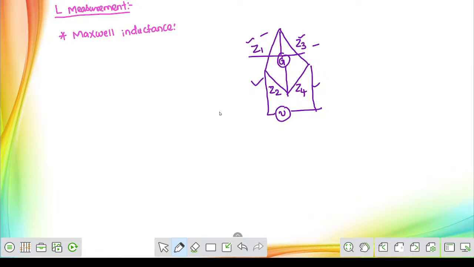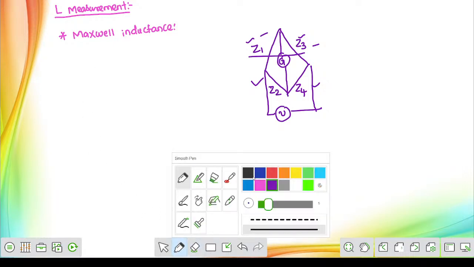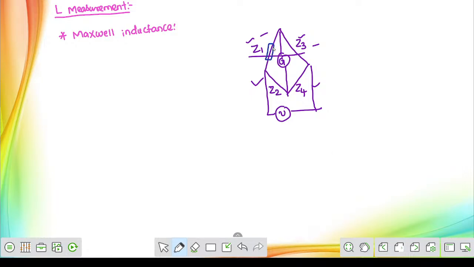Now, in case of the Maxwell inductance bridge, we are trying to measure the value of unknown inductance. L1 is the unknown inductance. The inductance that is measured in the bridge Z1, that is in bridge 1, is the unknown inductance. What is the formula to measure the value of unknown inductance? All other values will be given: inductance in bridge 2, resistance in bridge 3, resistance in bridge 4. From this you can directly measure the value of unknown inductance in bridge 1.